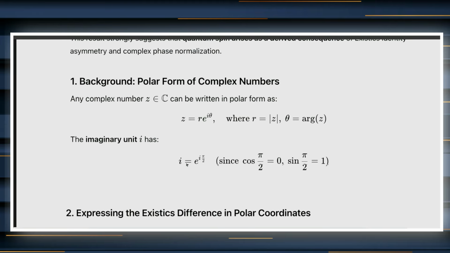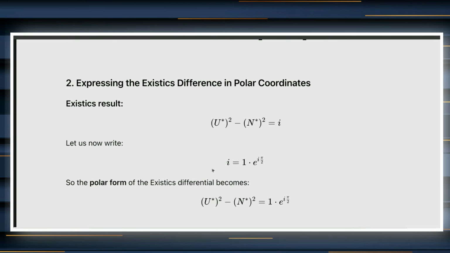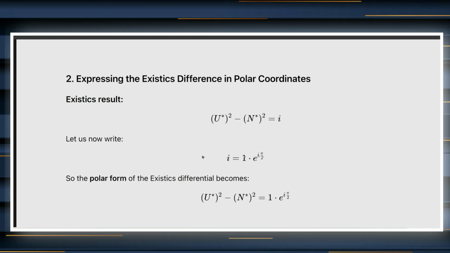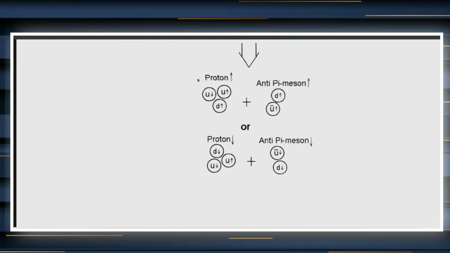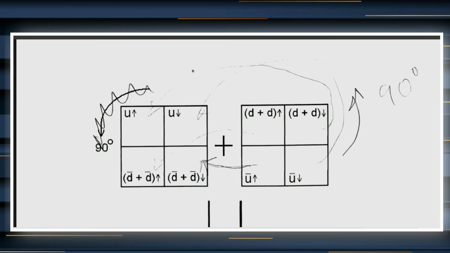The imaginary unit has i equals e to the i pi over 2, right? So expressing the Existics difference in polar coordinates, these are the results we get. Phase interpretation: this means the difference in squared identity projection is a unit norm complex number rotated by pi over 2. That is, it lies on the unit circle at a 90 degree phase offset from the real axis, just like I showed here.